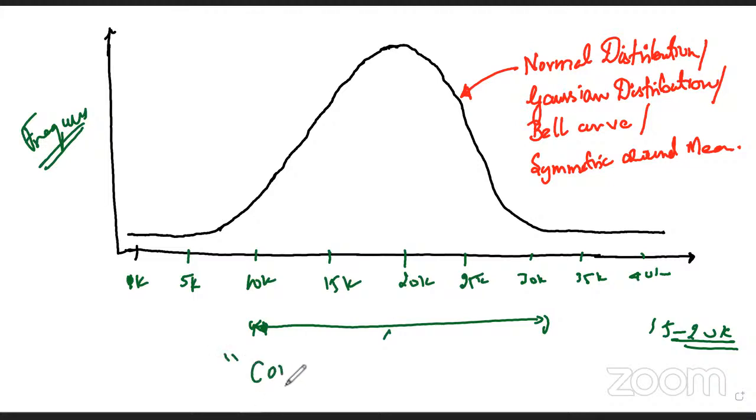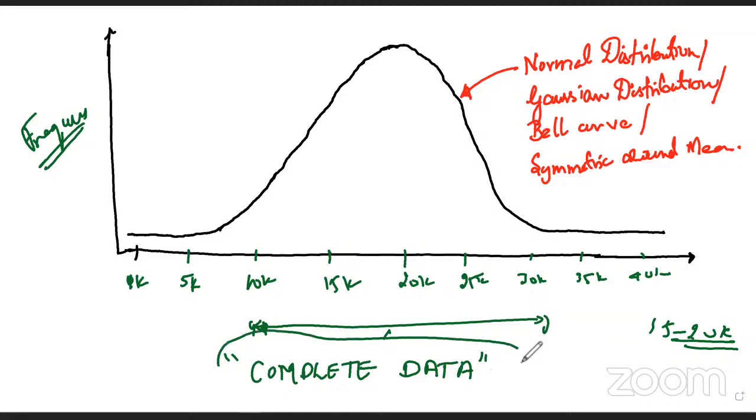We have collected the complete data. To make sure whether we have collected the complete data or not, if the data is following a normal distribution, we can come to this particular point. Why do you have to collect the complete data? Only then can we make a good, stable statement, because he wanted to buy 15 to 20.